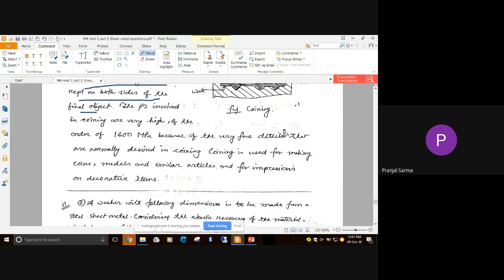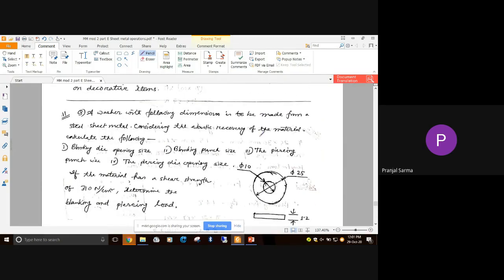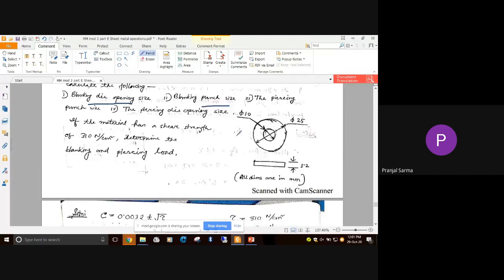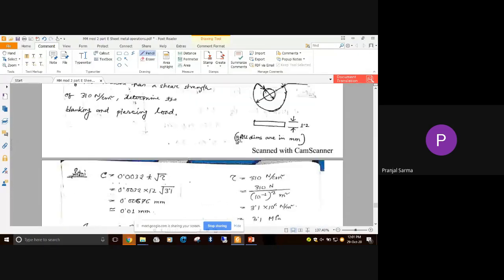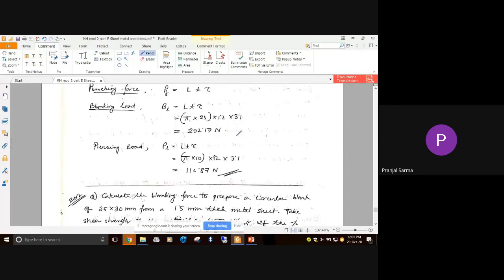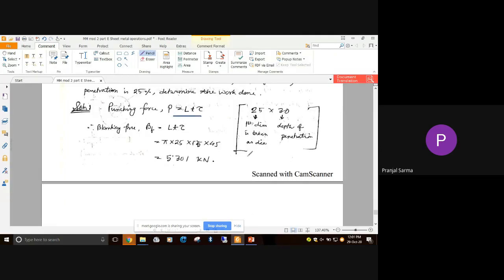Then if you go through this particular problem, it is similar to what we have discussed with respect to blanking size, punch size, piercing size, etc. For both cases, another problem has been shown here. You can just go through it. It is similar to whatever we have discussed, and at the end, once again, it is a very simple problem. There you have to find out the punching force, blanking force, etc.